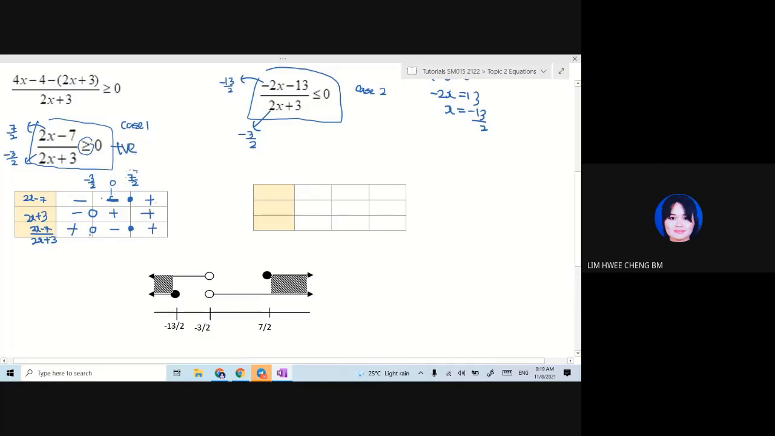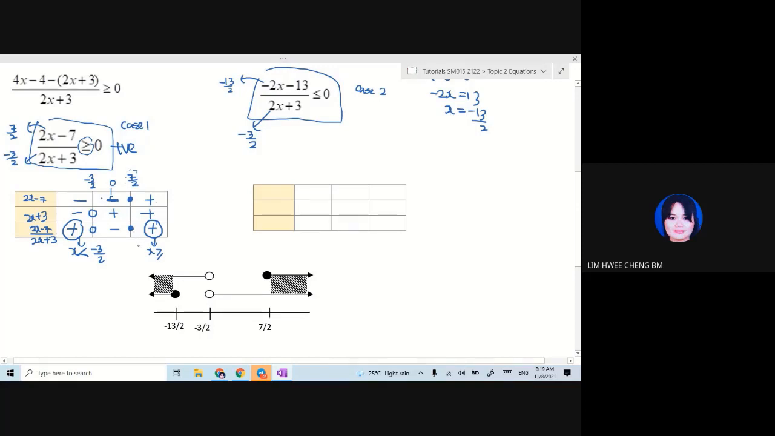So where is the positive region here? This side and this side. Then only you write the final region, you must write it out. So x is less than the empty circle, x less than negative 3 over 2. This region belongs to x less than negative 3 over 2. And this region is x greater or equal. Why do I say greater or equal? Because we have a dense circle here. That is why it's important.